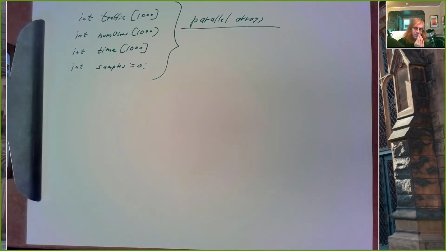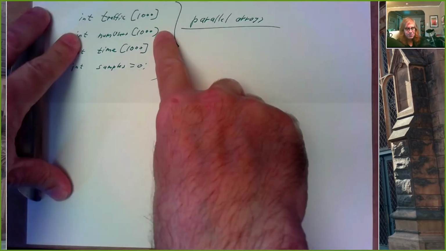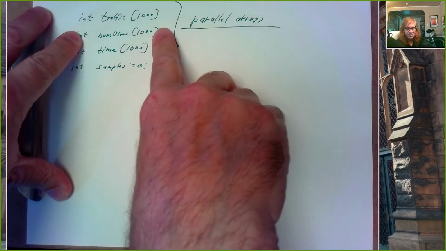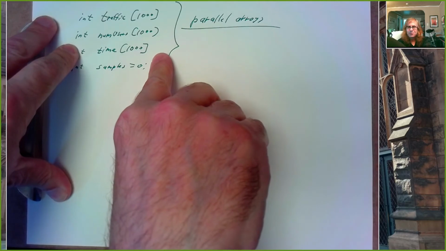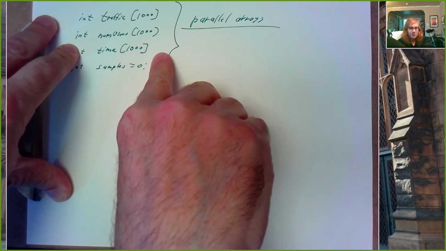The other issue is we have to keep these arrays in parallel. So suppose I want to sort this collection of data by the number of users, so that I can make a graph of number of users versus amount of traffic, right? Well, I can go in with a bubble sort or something, and I can sort this array numerically. But as I'm sorting it, I need to keep my traffic and time arrays sorted in sync.